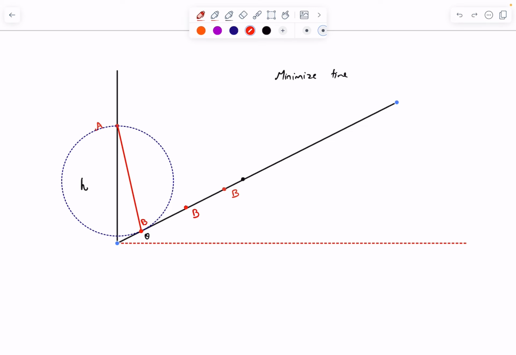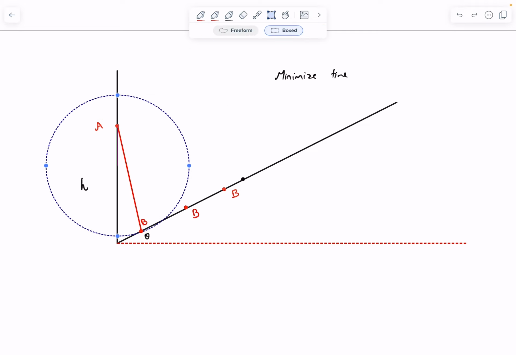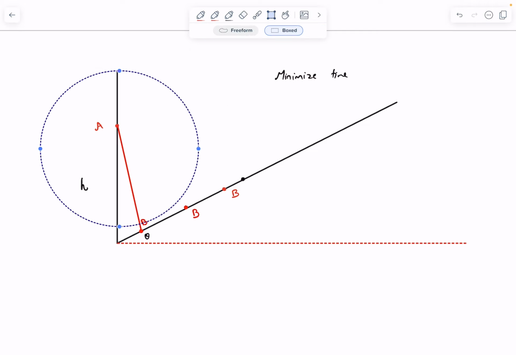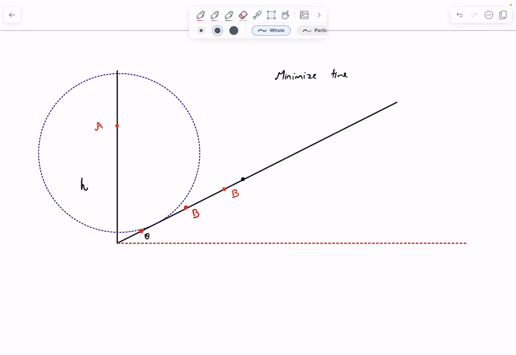Now, as the diagram doesn't look so good, what I'm going to do is make this point A a bit higher so that the diagram looks a bit more clear. Okay, so all I'm doing is modifying the diagram a bit.